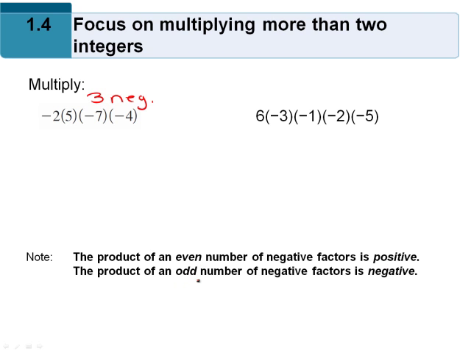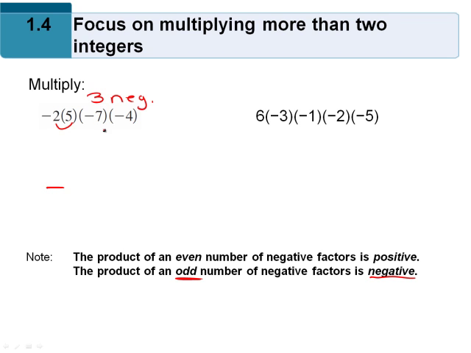The product of an odd number of negative factors is negative. Well, that's what we have in this first example. 3 is an odd number. We have 3 negatives, so that means our answer is going to be negative. So I'm going to put the sign there. I already know the sign of my answer.